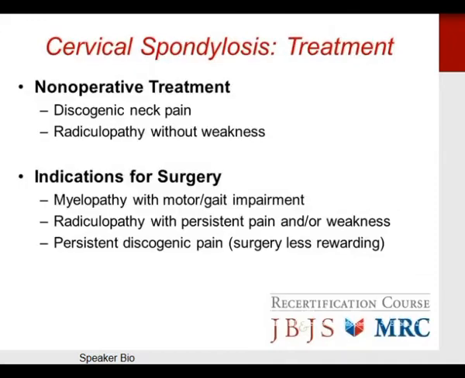Typically, the treatment is non-operative, particularly for discogenic neck pain or radiculopathy without weakness. Indications for surgery include myelopathy with progression of motor and gait instability, or radiculopathy with persistent pain or progressive weakness. Surgery for discogenic pain is typically less rewarding and should be reserved and avoided if possible.